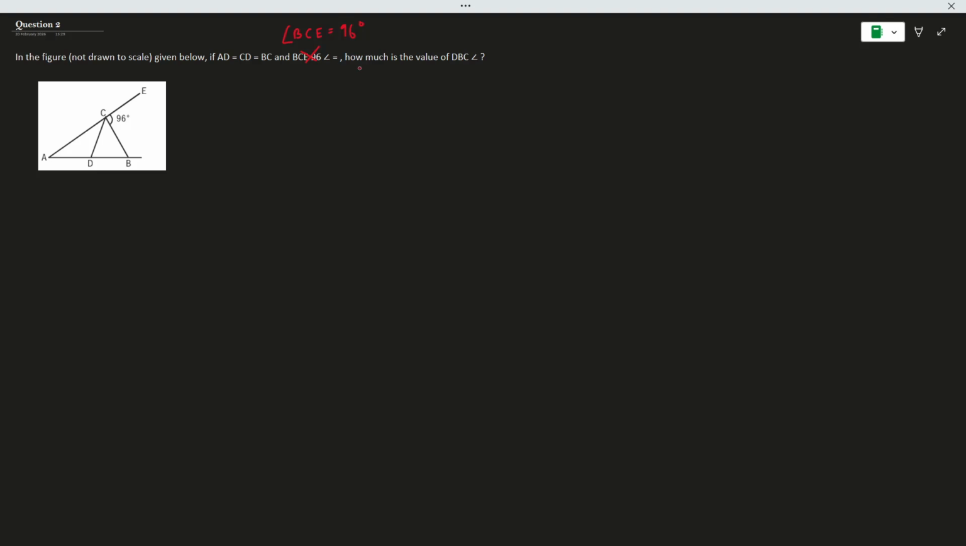Then what is the value of angle? Again, it will be angle DBC. What is DBC? This angle I have to find out. Drawing the diagram once.